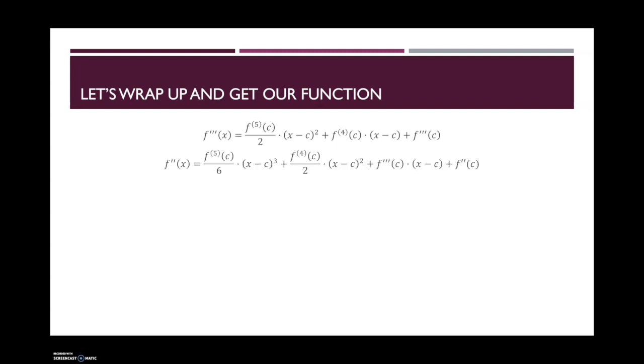And so our second derivative, again applying power rule all the way across, we'll have our fifth derivative over 6 times x minus c now to the third power, fourth derivative over 2 times x minus c to the second. The third derivative at c becomes the coefficient on our linear term times x minus c, and our new constant at the end of this one is our second derivative at c. C itself would zero everything out, and we'd be left with that constant value that we stated we knew.